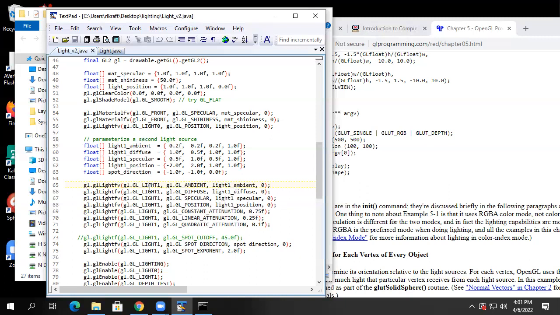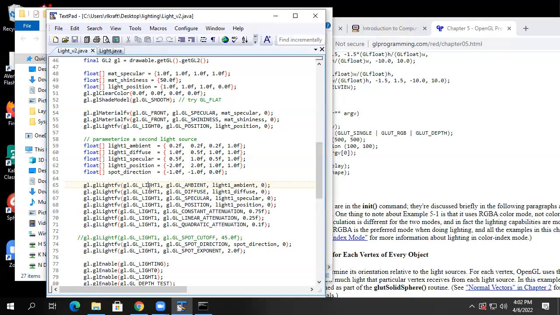Then here's where I tell OpenGL that I want that to be a spotlight. So I'm saying to OpenGL, GL light one is a spotlight. And on light one, I don't know what this spot exponent is. It has something to do with the spotlight. You can have a really wide beam spotlight or a more focused spotlight. One of these has to do with how focused the spotlight is. I don't remember which one it is.